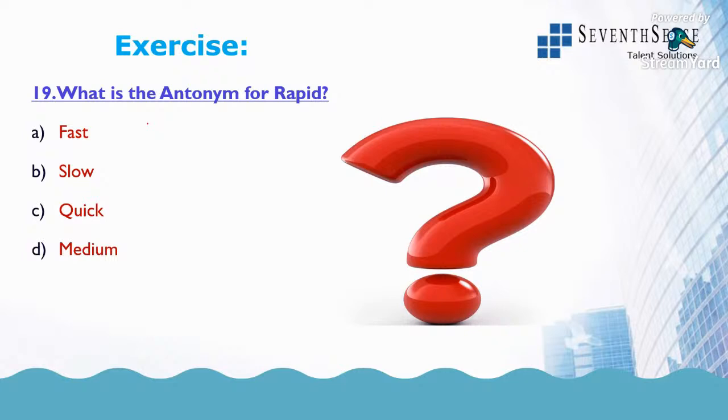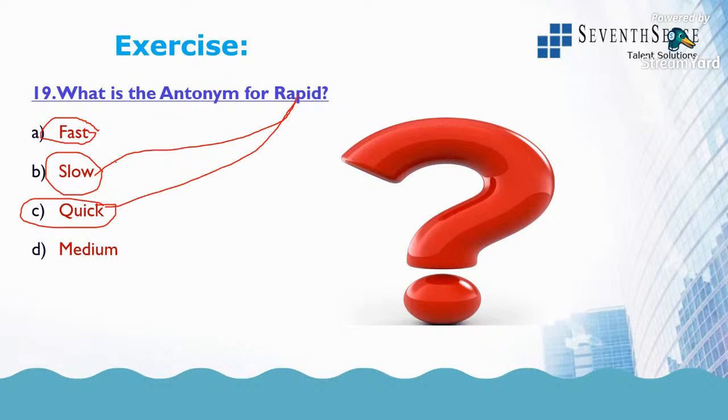What is the antonym for rapid? Fast is a synonym for rapid. Slow is the right answer because it gives the opposite meaning to rapid. Rapid means very fast, very quick, but slow gives the opposite meaning. Quick, rapid, and fast are all synonyms, but they are asking for antonyms. Slow will be the right answer because it gives the opposite meaning to rapid.